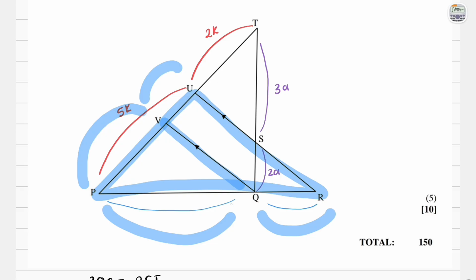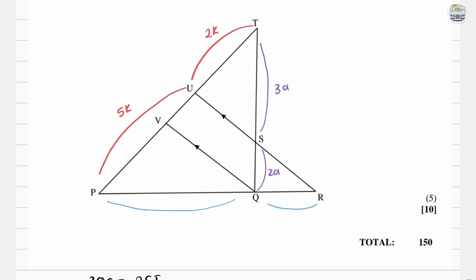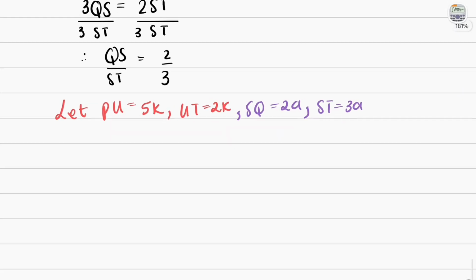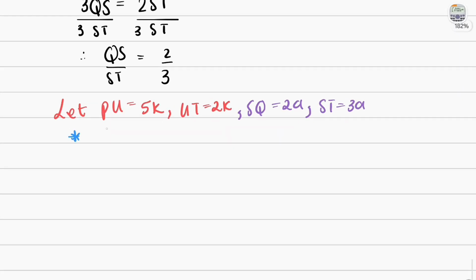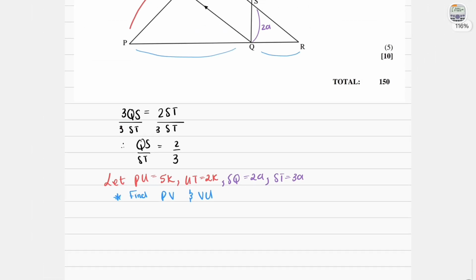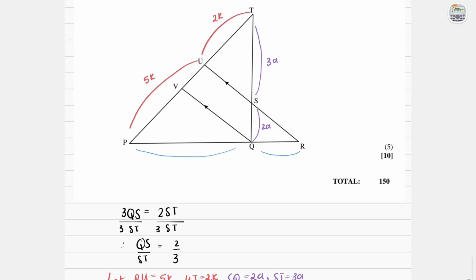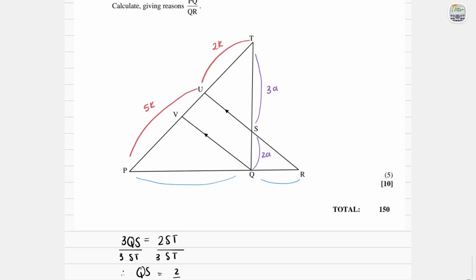So in order to find PQ over QR, we need to be able to find an expression for PV and VU. So now we know what we need to find. And let's just put that down so we don't forget. This is what we need to focus on. We need to find an expression for PV and VU. Okay, so this is all we're going to look for now. So let's find PV and VU.